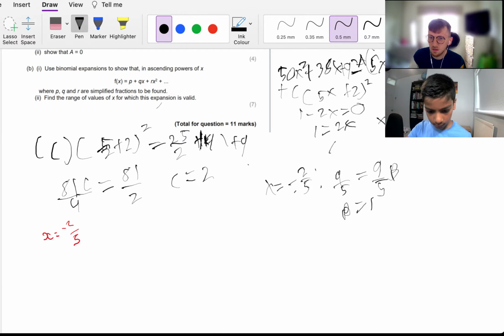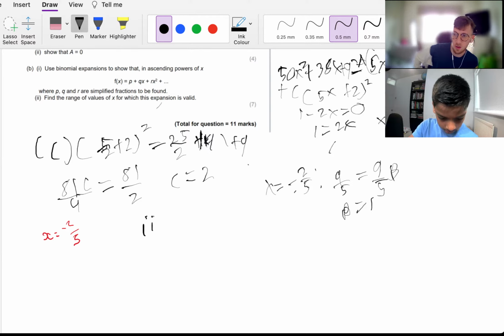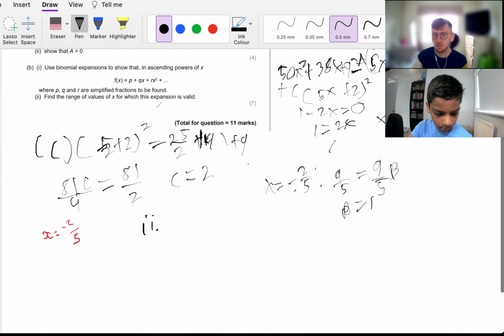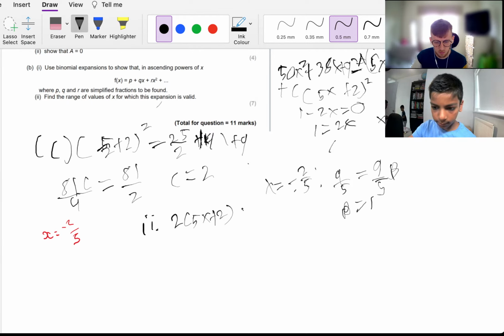So C is 2, B is 1. Okay, so then for part 2, we need to show that A is 0. So we can just sub that in, so 2 times 5x plus 2 times 1 minus 2x.